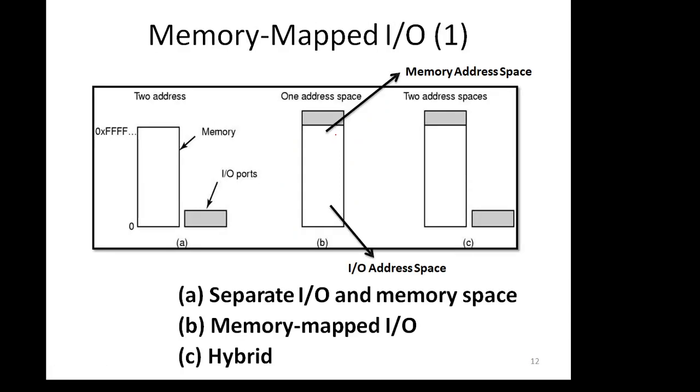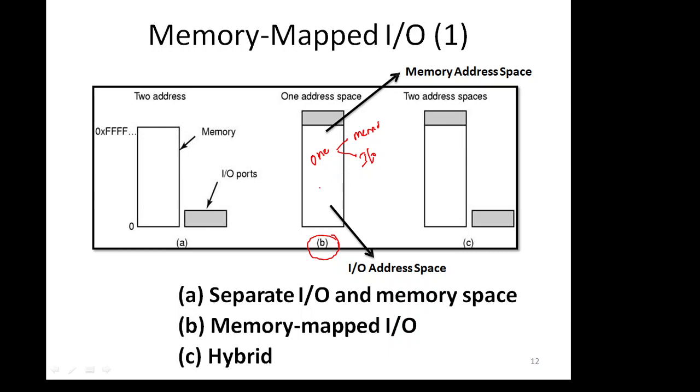So this is the memory mapped I/O. The second one, this B, indicates the memory mapped I/O. If you have seen this here, only one address space is there. That means this address space is going to be used for memory as well as for I/O devices.